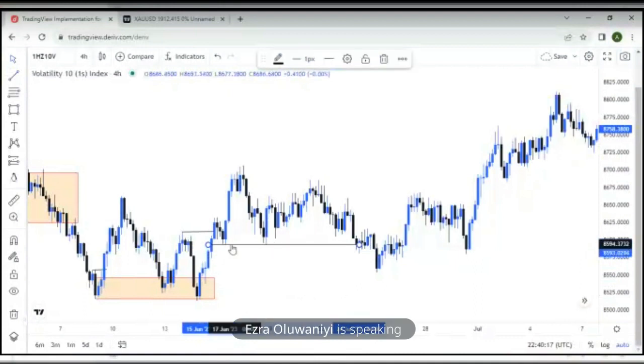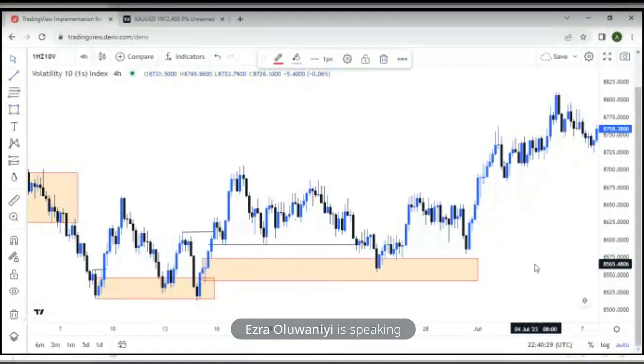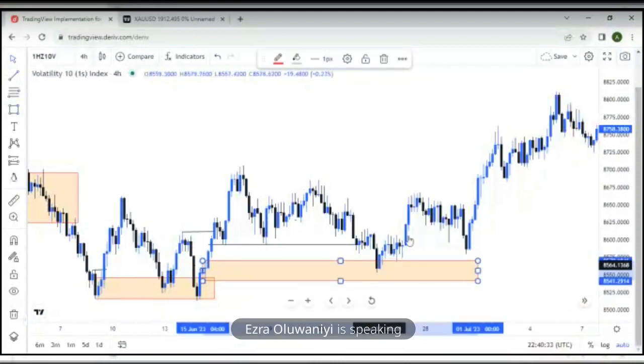Most persons buying will just react and then get stopped out. So this is an inducement, and this is a valid pullback which can double as a block, another block and all of that. All right, so this is what we have here. Price came into it and pulled up.